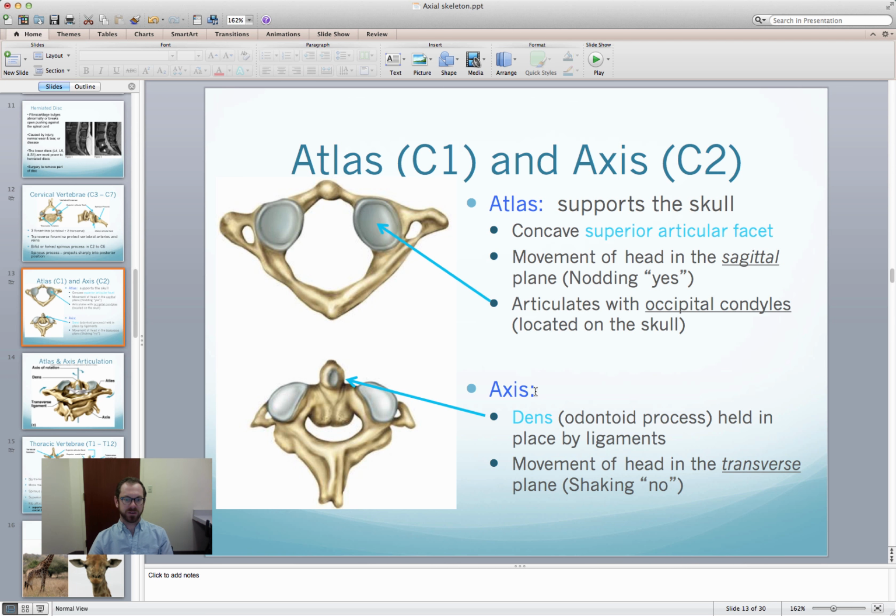Now C2 is called the axis, and this is going to be just inferior to C1. And we have a feature here called the dens, or the odontoid process. And this is going to be found just here when these 2 bones articulate. And there are going to be ligaments that hold the dens in place with the atlas. And this bone is unique in that it allows us to shake our head like this and make the motion no.